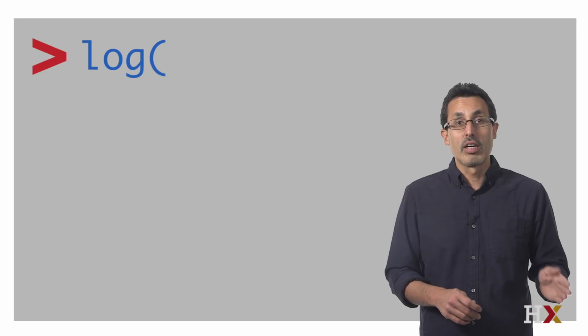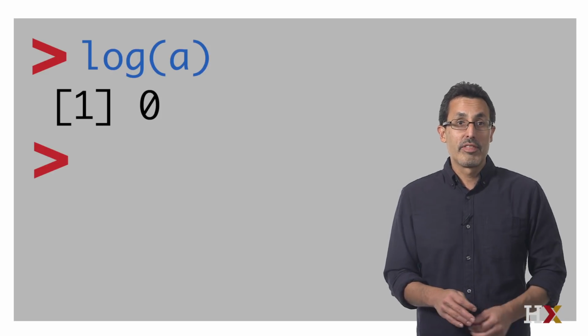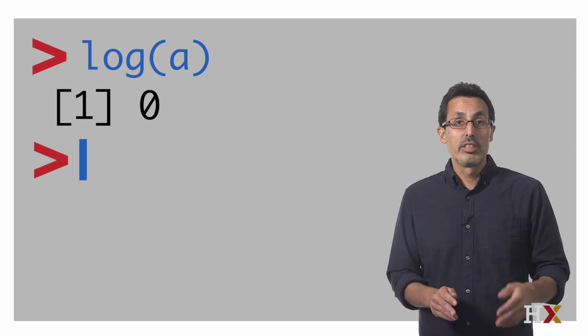So we can apply a function to a variable as well. Instead of a number like we just did, we can type log of a. Because a has been defined as 1, the log of a here is 0.